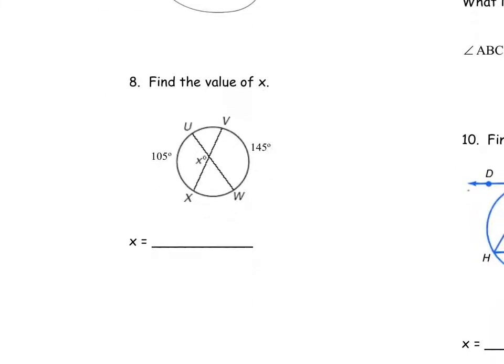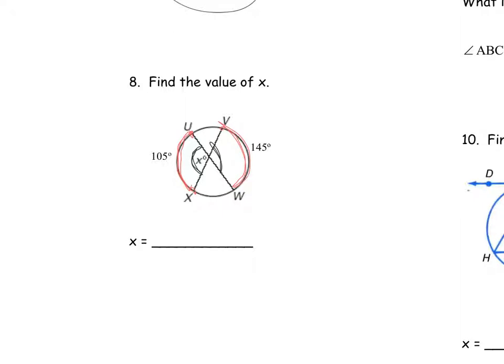Number 8, find the value of x. Again, you want to look at your formula chart, right? These are chords, but we're looking for the angle inside. Remember, this angle and this angle are congruent. They're vertical angles. And so what we're going to do is take the arc from the angle we're looking for, add it with the arc from the vertical angle side.